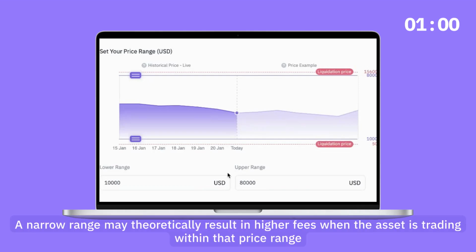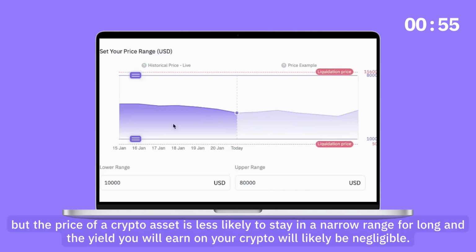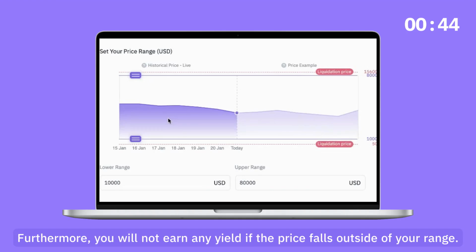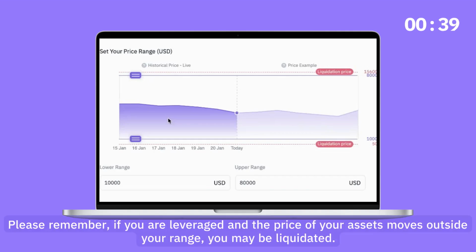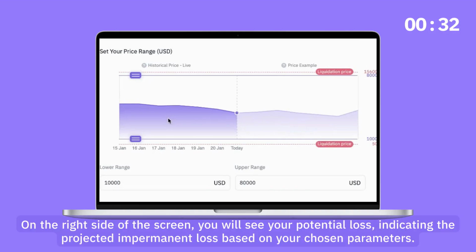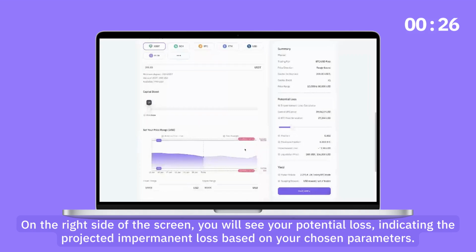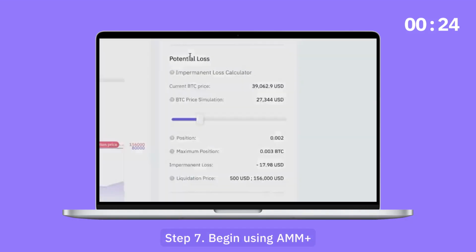A narrow range may theoretically result in higher fees if the asset is trading within that price range, but the price of a crypto asset is less likely to stay in a narrow range for long, and the yield you will earn on your crypto will likely be negligible. Furthermore, you will not earn any yield if the price falls outside of your range. Please remember, if you are leveraged and the price of your assets moves outside your range, you may be liquidated. On the right side of the screen you will see your potential loss, indicating the projected impermanent loss based on your chosen parameters.